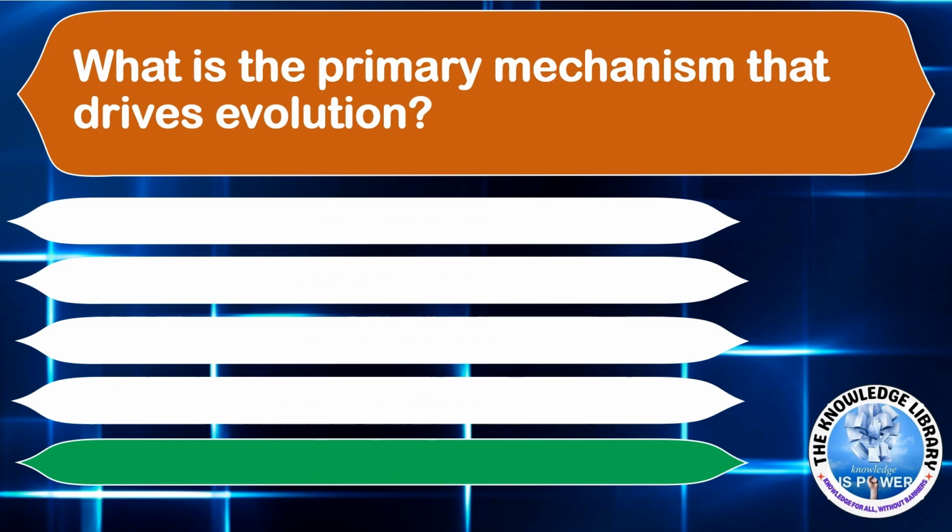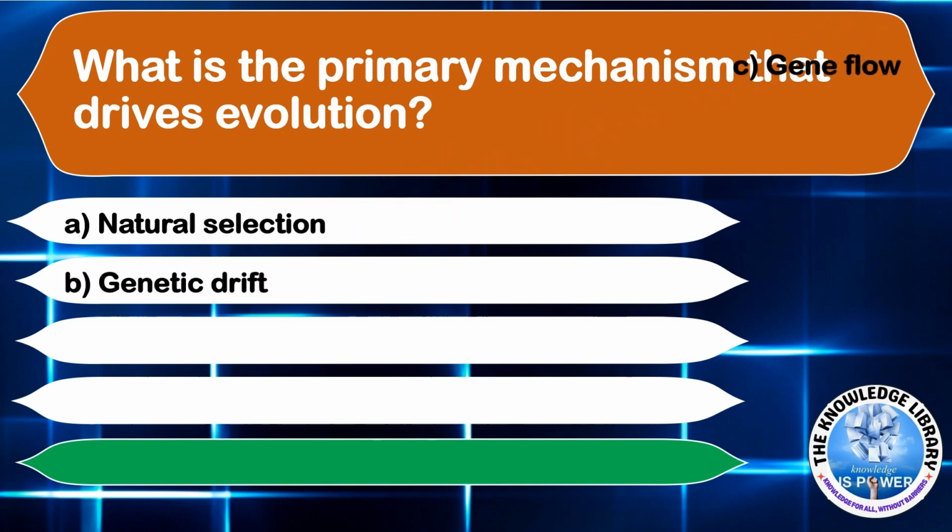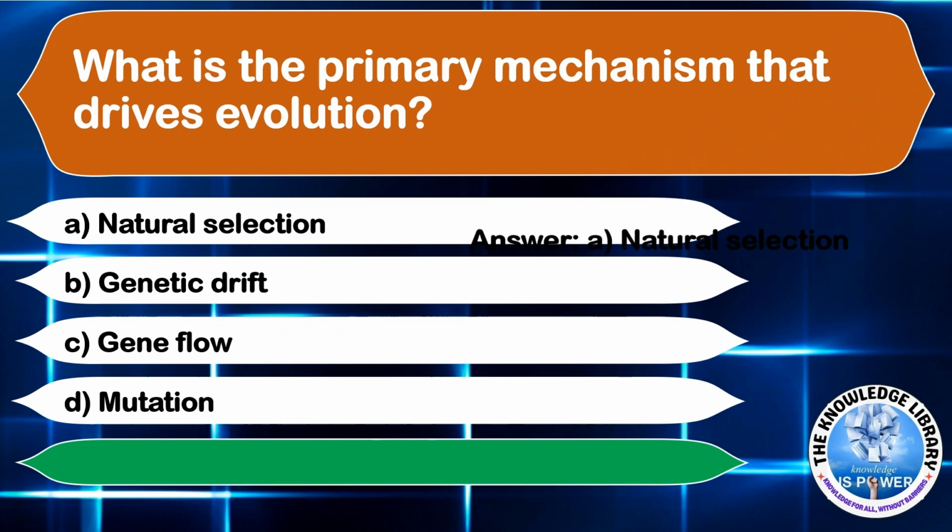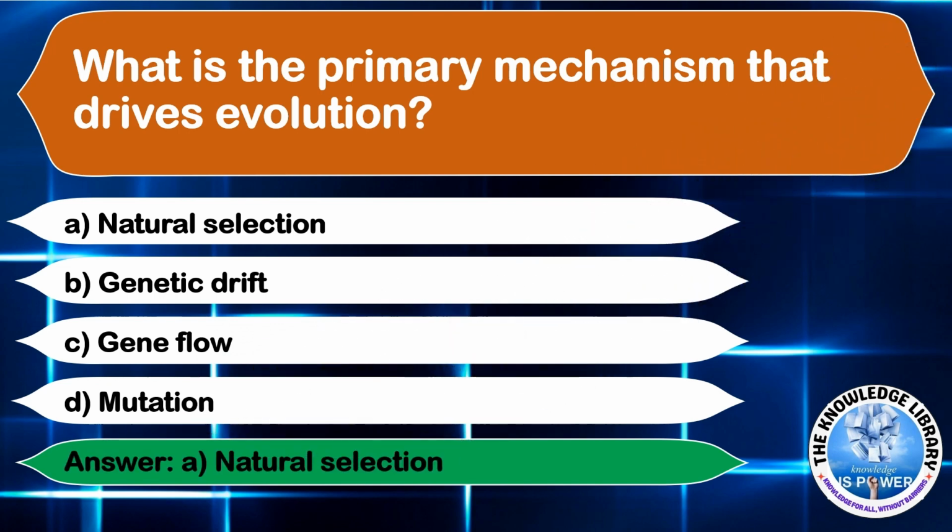The next question is, what is the primary mechanism that drives evolution? Option A, natural selection. Option B, genetic drift. Option C, gene flow. Option D, mutation. Answer is option A, natural selection.